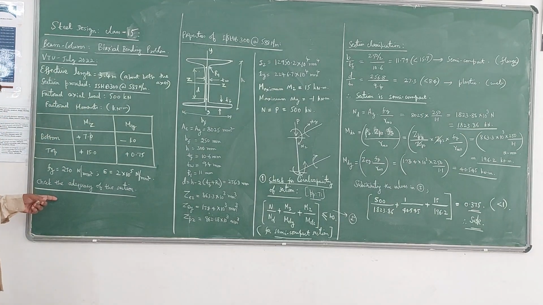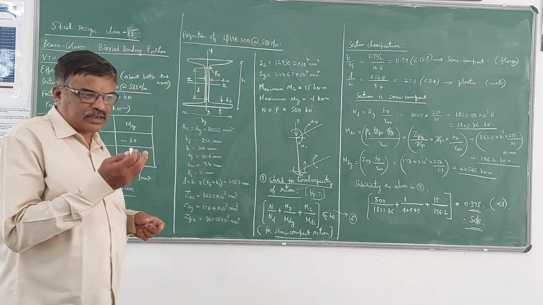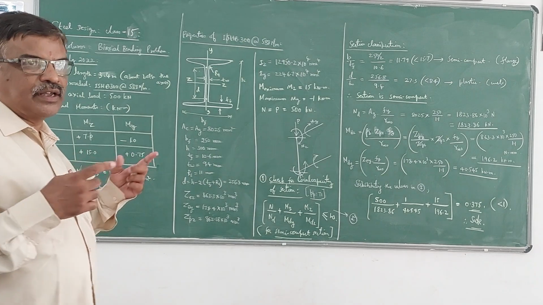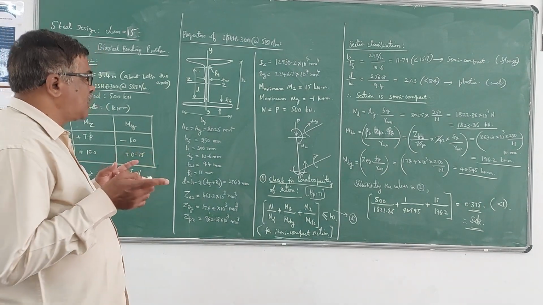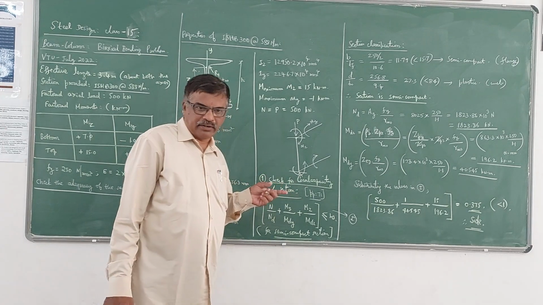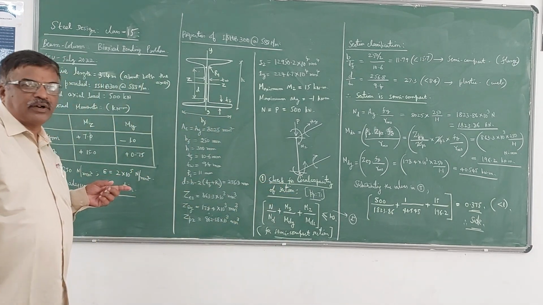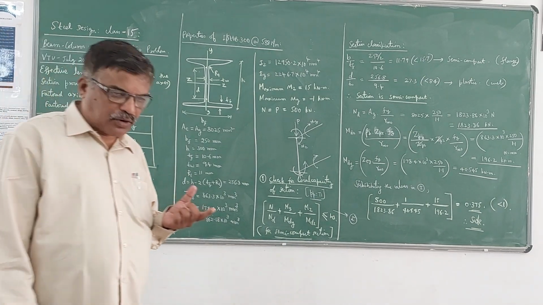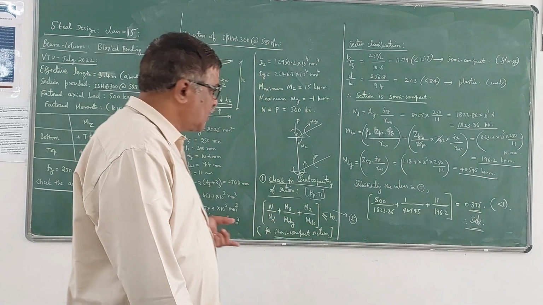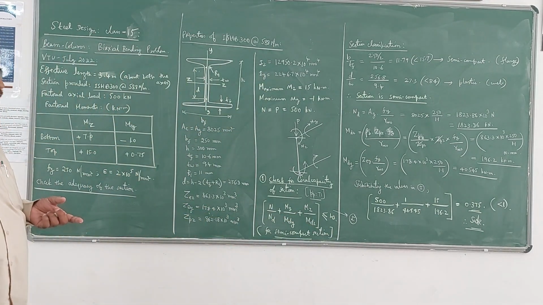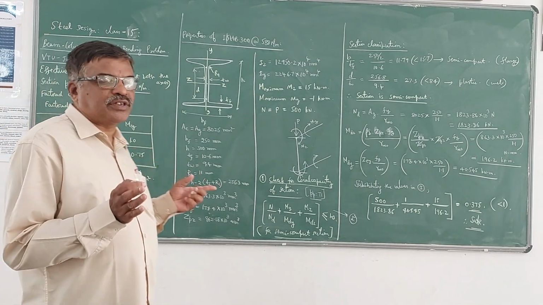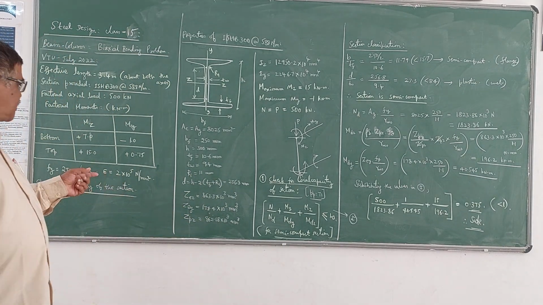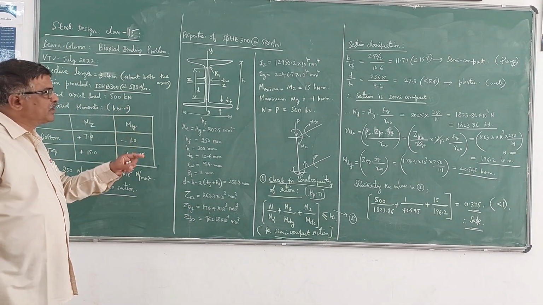The question is, check the adequacy of this section. In the last lecture, I explained about uniaxial bending, where the values of axial load and only one moment were given, P and MZ. Here P, My, MZ, all three are given. Anyway, I have explained the different checks we have to carry out to check the adequacy of the section. There are four different checks given in the IS code. If all four checks are satisfied, then definitely we can say that this section can take care of both the axial load and the moments.